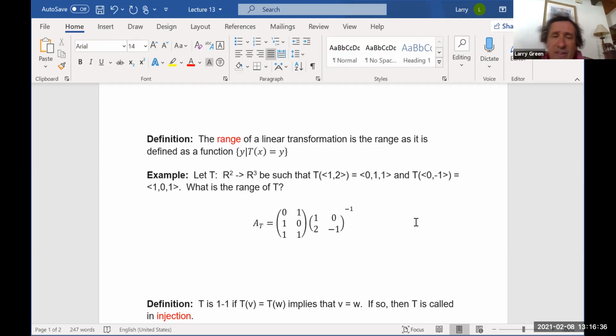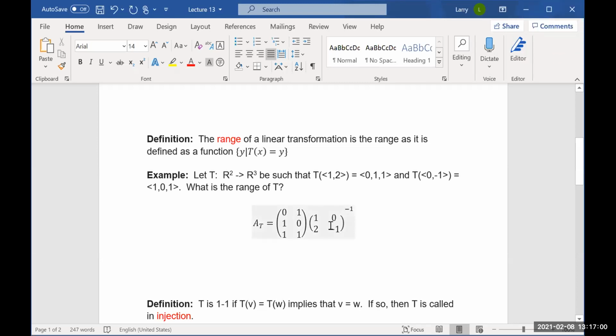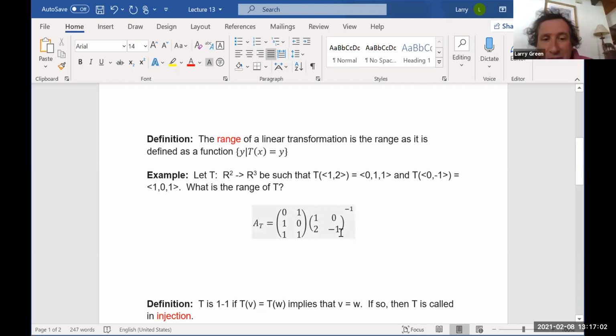Okay, and notice this works because if you start out with the standard vector, like 1, 0, then it'll give you the 1, 2, and then you can apply the 0, 1, 1 to it. Do you remember doing this? Yeah. Okay. Now, what's the inverse of this matrix?